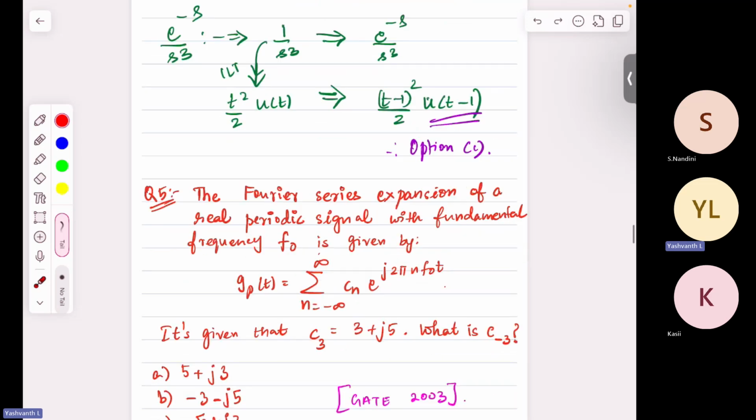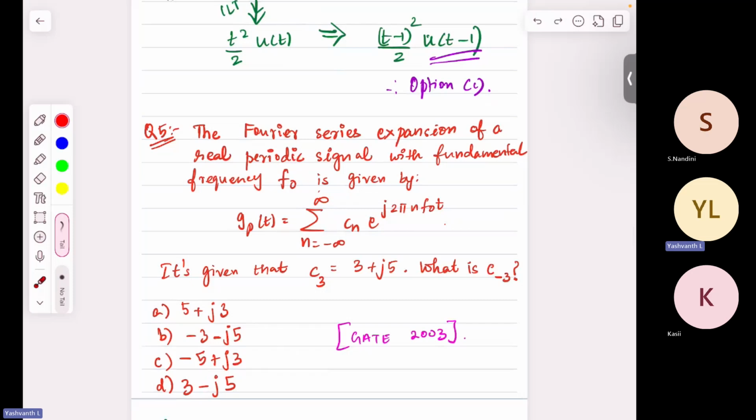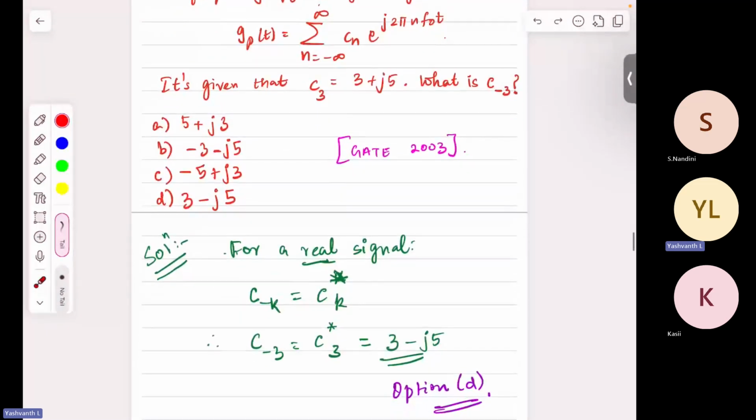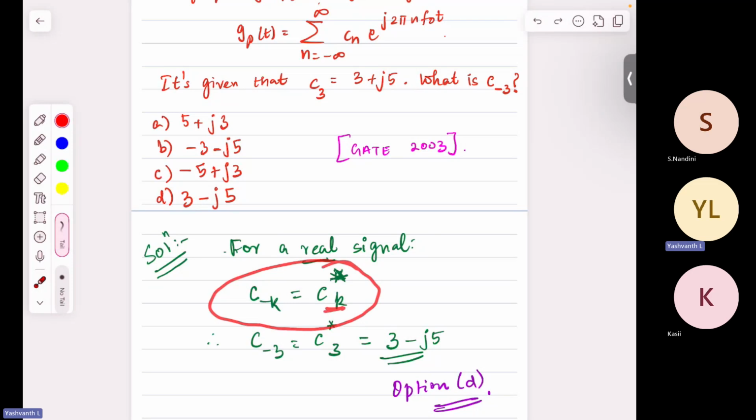I think you should be able to guess it right away. Let me give you the clue. It is said real. We have studied this many times. For a real periodic signal, C minus k is nothing but the conjugate of C_k. Therefore, C minus 3 is nothing but C3 conjugate. Given C3 is 3 plus j5, the conjugate is 3 minus j5. So the answer is D. Is it clear? It's just a one-step answer.